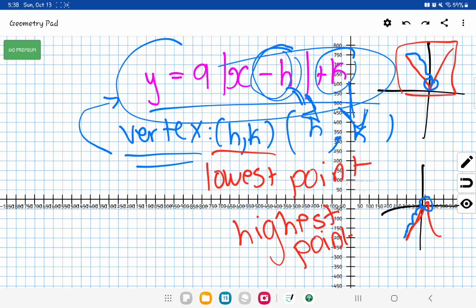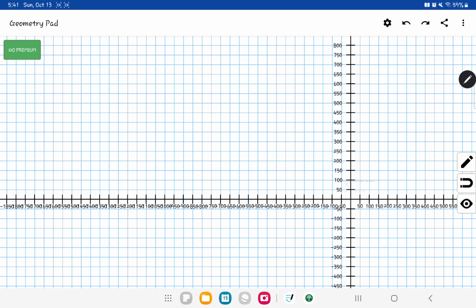How do you know if it's the highest point or the lowest point? You have to look at your graph. Or another way you can do it is check here: is it minus or plus? If it's plus, it's going to be the lowest point. If it's minus, then it's going to be the highest point. So this is how to get the vertex in the basic changes of the absolute value function.